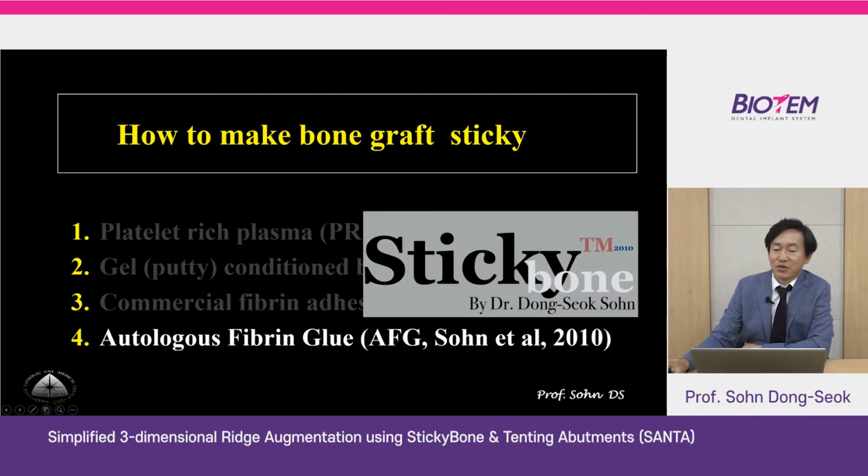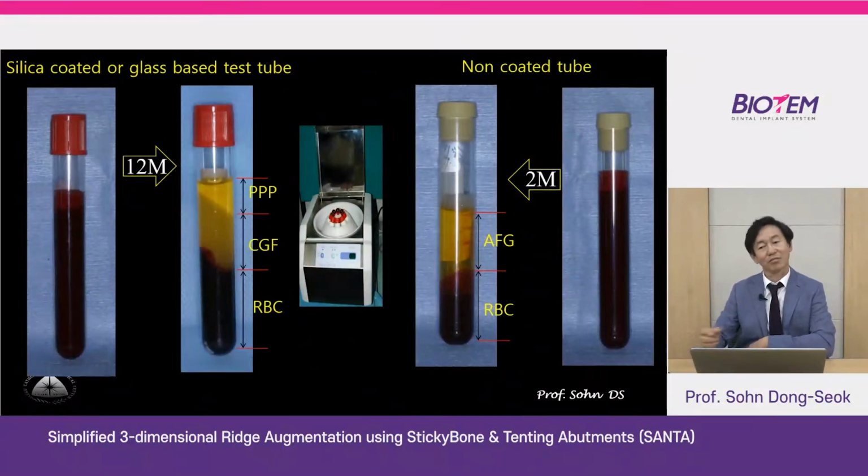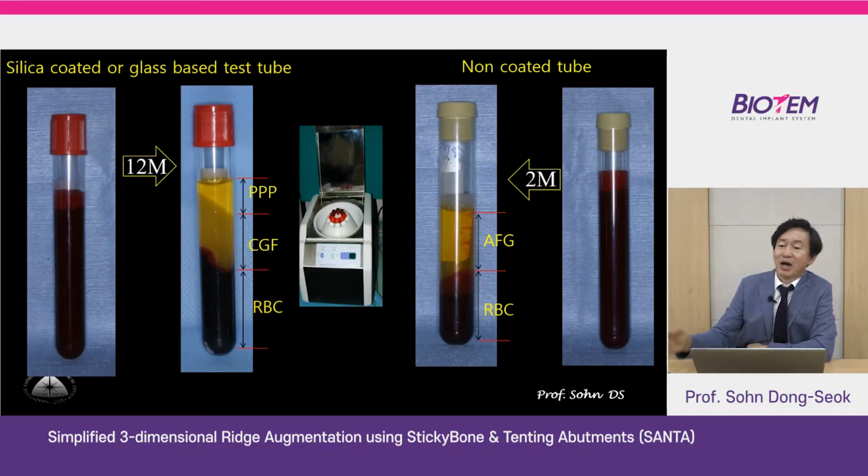So this slide shows my last and favorite method to make sticky bone using autologous fibrin glue, shortly AFG. This technique was introduced by Dr. Huang in Japan and me in 2010. After taking venous blood from the patient's antecubital fossa, this venous blood is divided into two different tubes. This is a yellow-capped 100% plastic test tube. This is the red-capped glass or glass-coated tube.